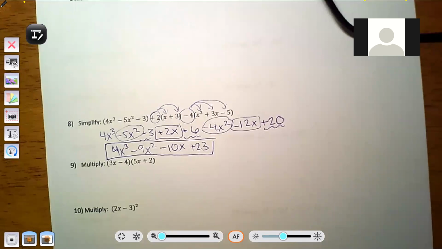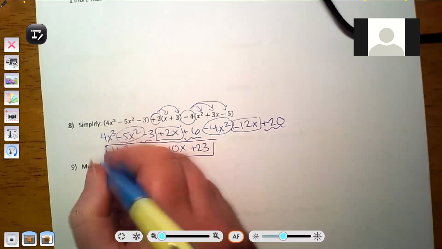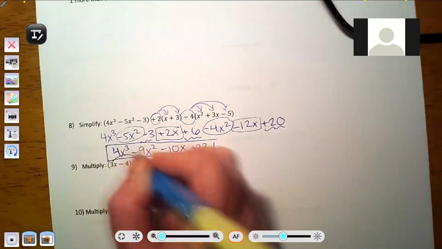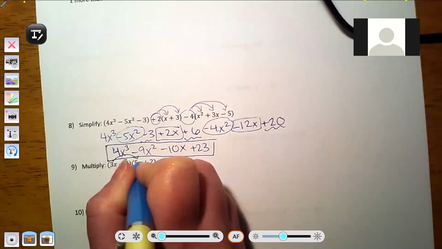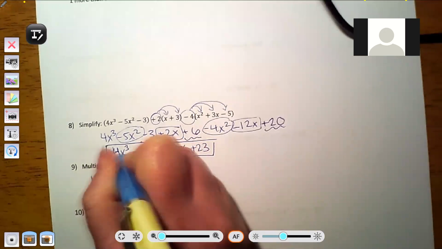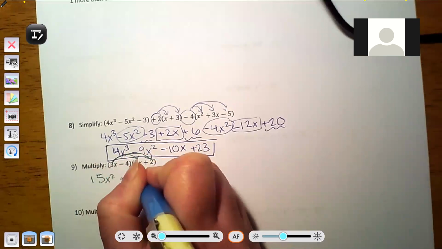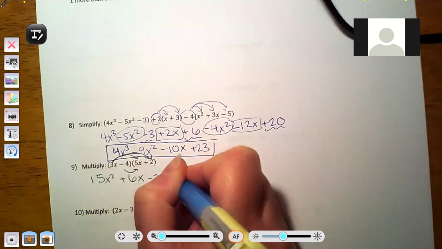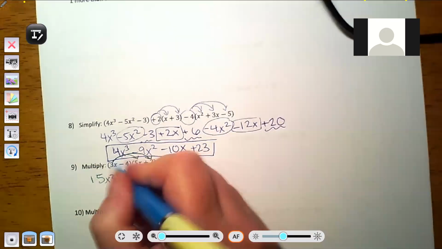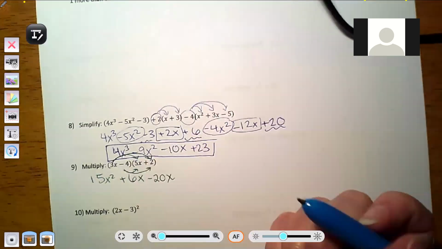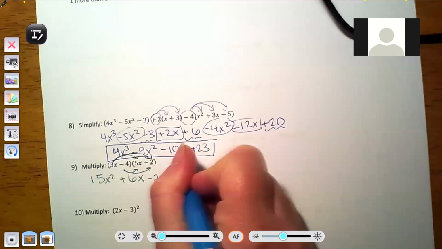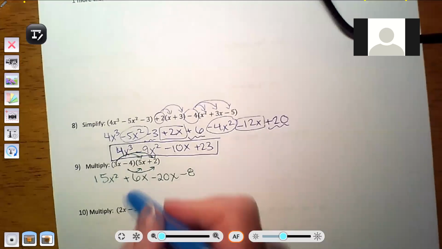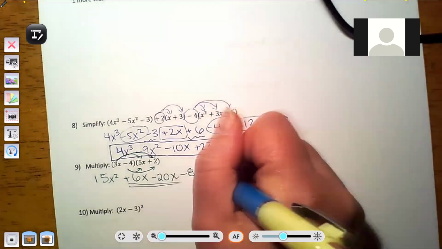For multiplying, we can use the box method or FOIL method if it's a 2 by 2, or it's called the distributive method in general. I'll show FOIL first. F, so first times first. So 3x times 5x, 15x squared. O, outside times outside. 3x times 2 is 6x. I, inside times inside. Sometimes people call it inner. And then last for L, FOIL. -4 times 2, -8. And then you combine your like terms here in the middle. I have like terms.